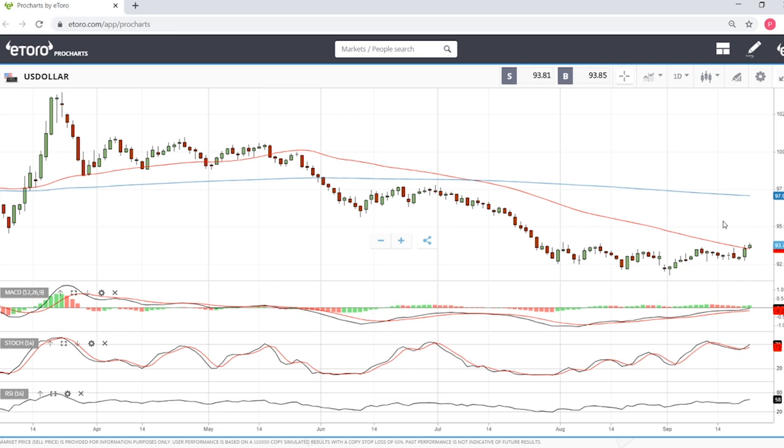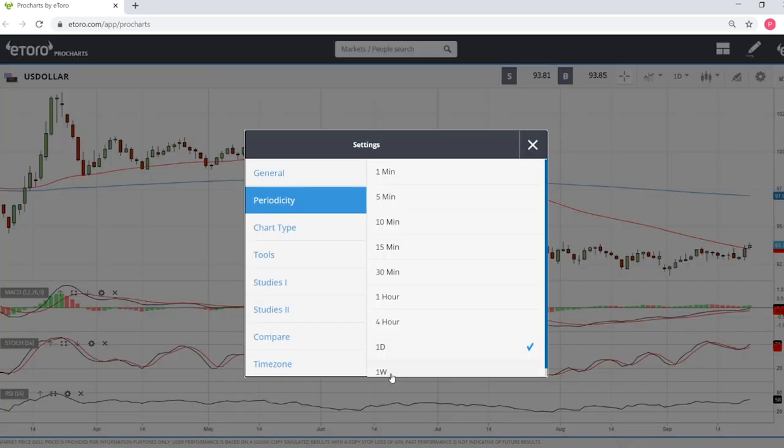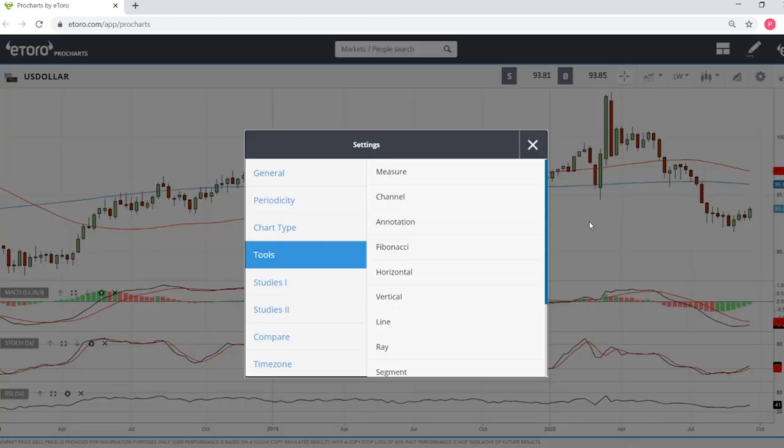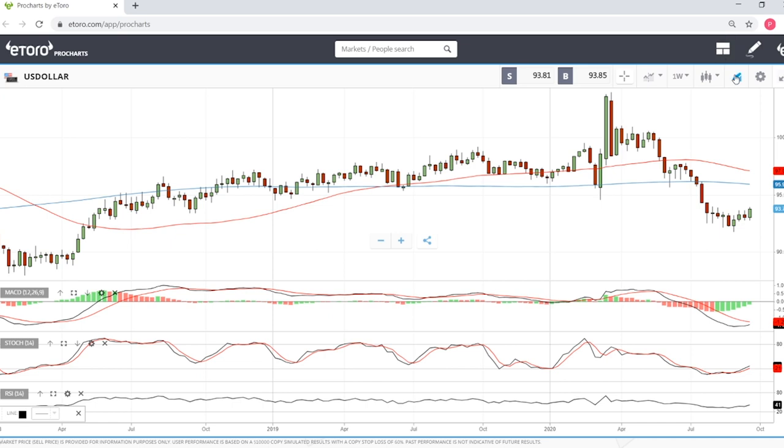97 price level. And we have to look at the weekly chart in order to really see the long run price action for the US dollar index. And as you can see, we bottomed out at this line here, at $91. And since then, we have basically been gaining to the upside.